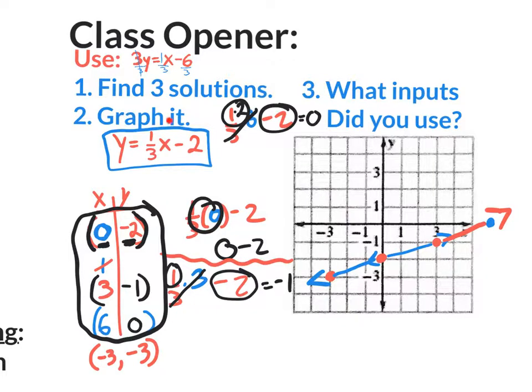Question number 2, graph it. We already did. Question number 3, what inputs did you use? What inputs did we use? 0, 3, and 6. Perfect. What outputs did we get? -2, -1, 0. All right. So this all links into today's lesson.